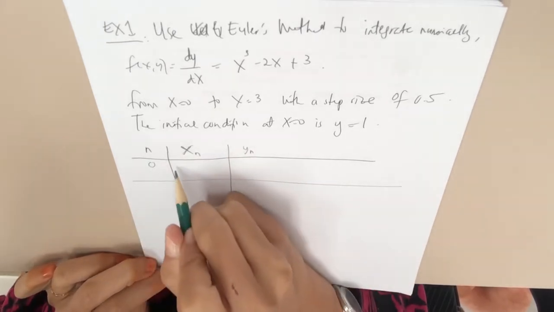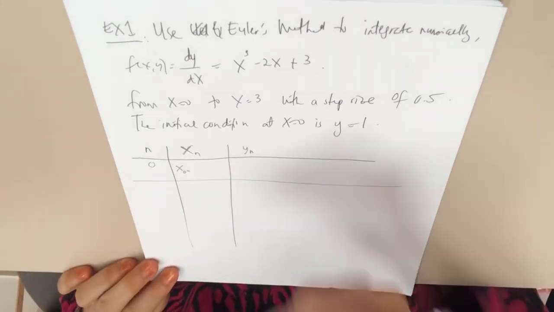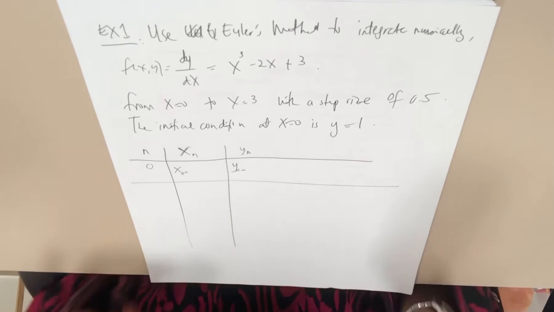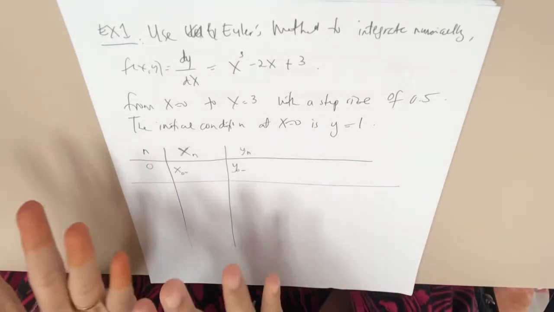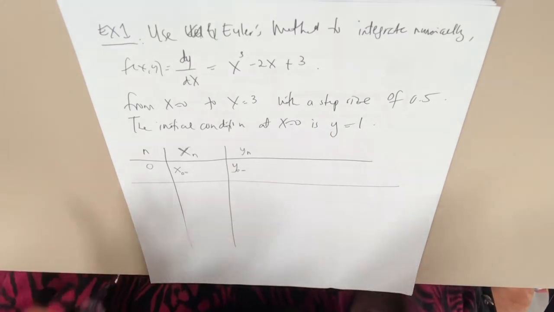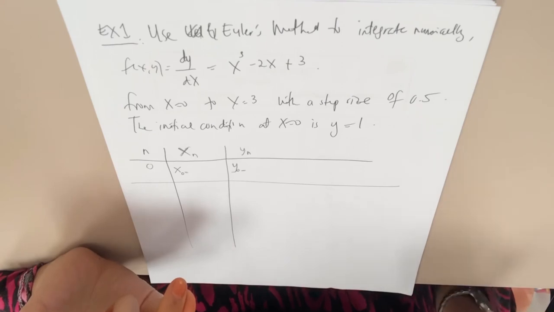And then that means here X is 0, and here also Y is 0. So now our job is to find out what X0 is. We call it X0 and also Y0.